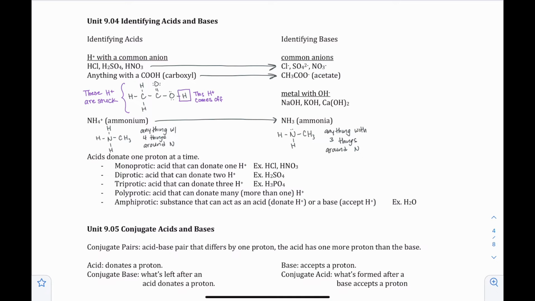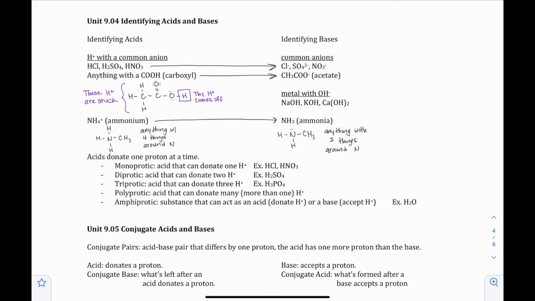And that forms acetate, which is a common base, or really anything with COO- because it's able to accept a proton. Ammonium, or anything with 4 things around nitrogen, is another common acid because it can donate a proton. And ammonia, or anything with 3 things around nitrogen, is a common base because it has room to accept a proton.